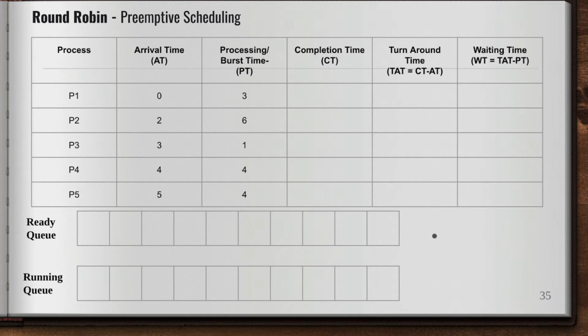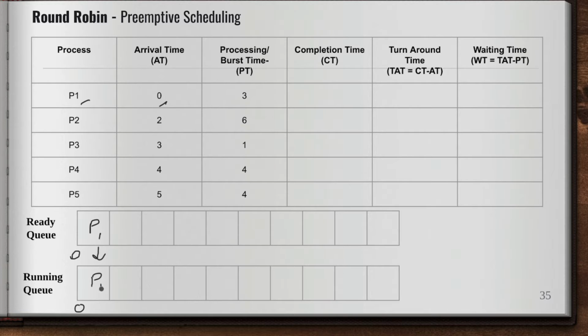Let's say at time interval 0, we have two queues, the ready queue and the running queue. In the ready queue, let's see if any process has arrived at time 0. At time 0, we have P1 arrive. So we'll first move that process into the ready queue. Once it is in the ready queue, from here it goes to the running queue. So we'll put P1 into the running queue.